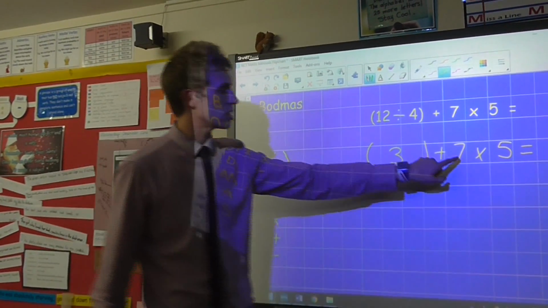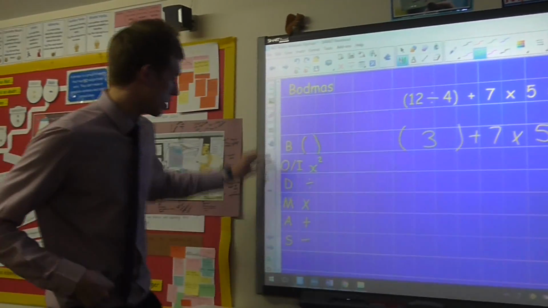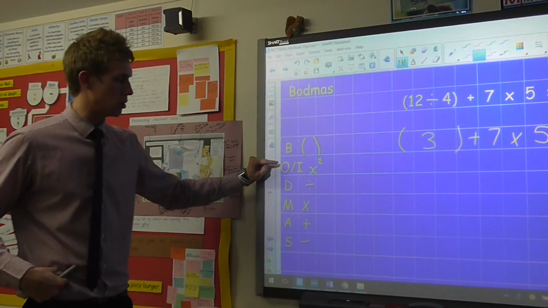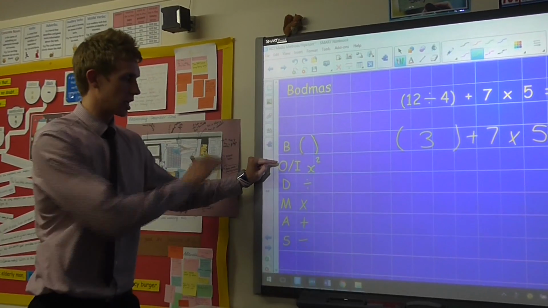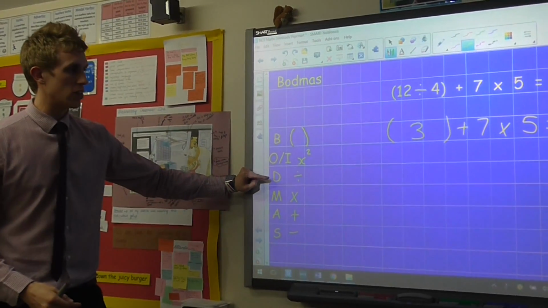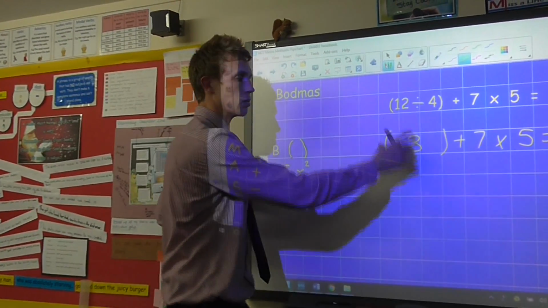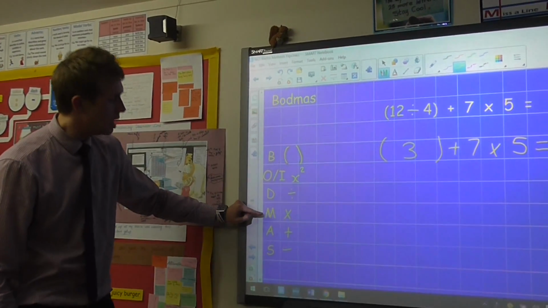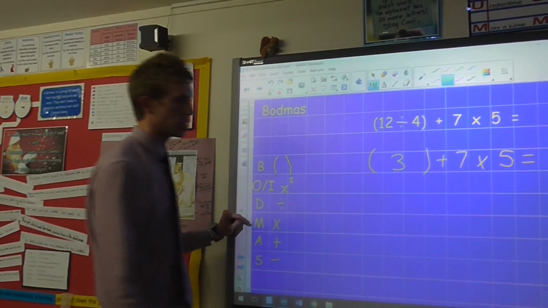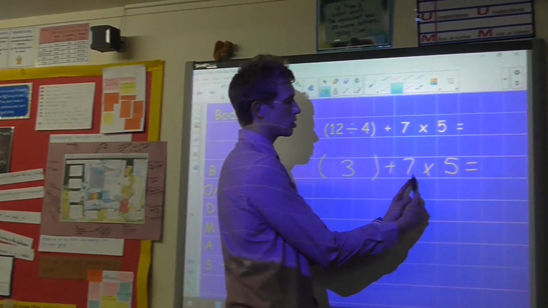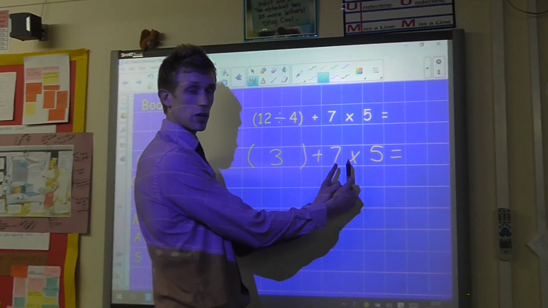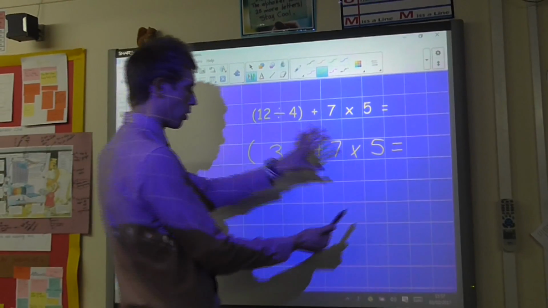I've got 3 plus 7 times by 5. If I look at my list, okay, I've got no powers or indices or any order, so I can go past that one. Then have I got any division left? No, I haven't, because I've already done that. That was in the brackets. So I move on to multiplication. I have got multiplication, so I need to make sure that I times the two numbers that are next to the multiplication symbol together first, before I worry about anything else.